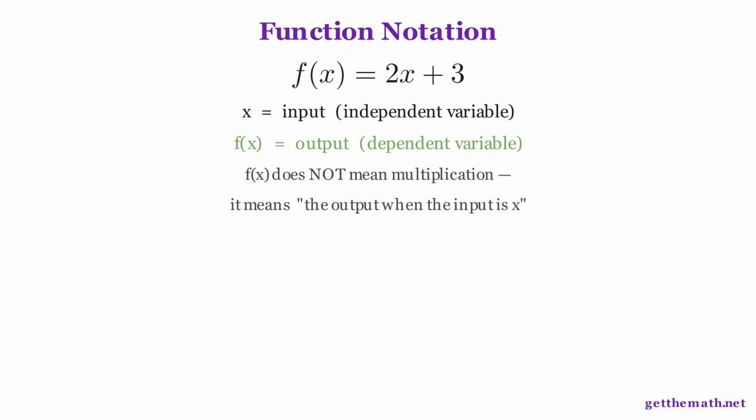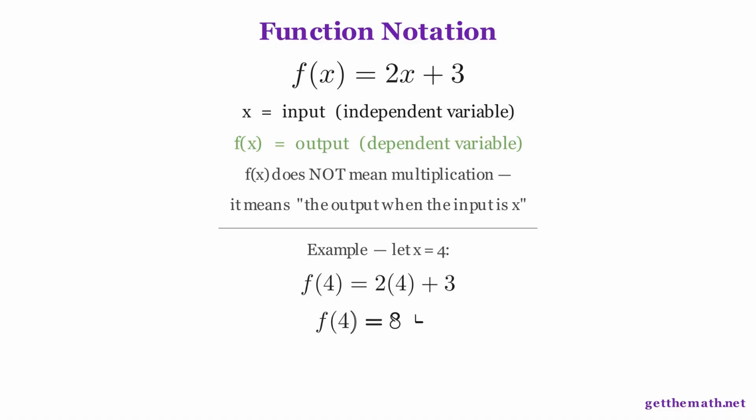And here is something important. f(x) does not mean f times x. It is not multiplication. It means the output when the input is x. Now let us actually use this function. Let x equal 4. We write f(4) = 2 times 4 plus 3. 2 times 4 is 8, plus 3 equals 11. So f(4) = 11. When the input is 4, the output is 11. That is how evaluation works.